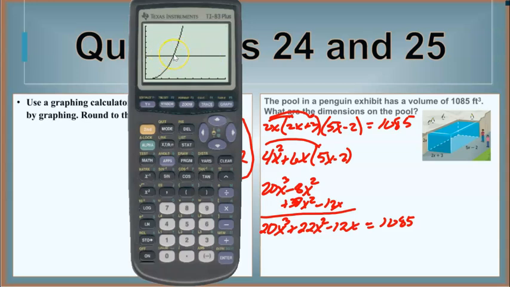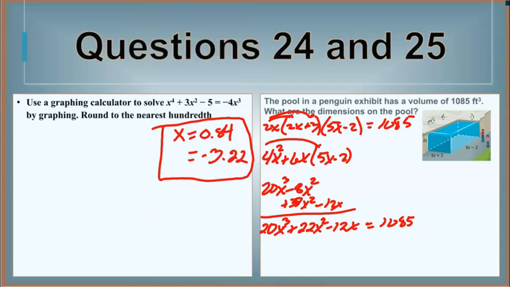I need to find out what's the x-coordinate of the meeting point where they cross. So to find that, I'm going to hit second trace, intersect number 5, hit enter 3 times, and it's going to tell us it meets here when x is 3.5. So now if x is 3.5, I can find the dimensions.